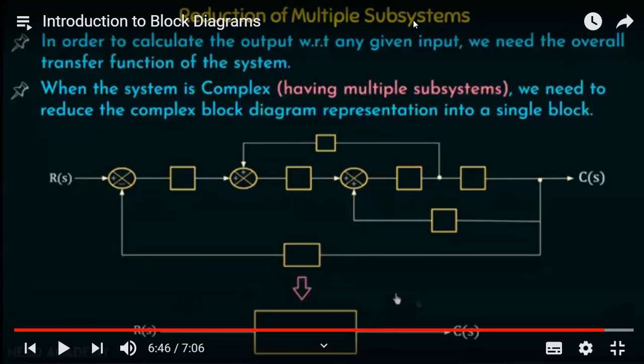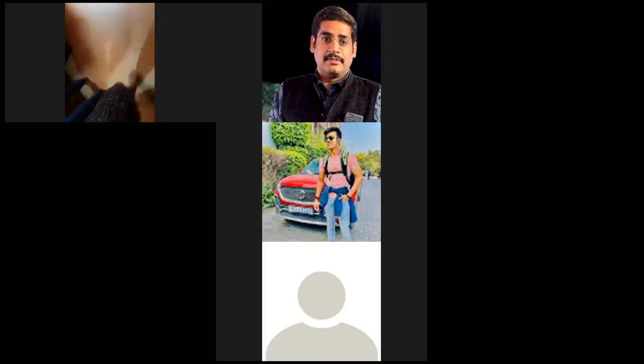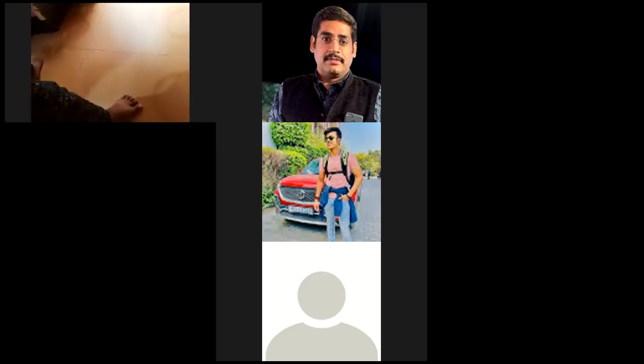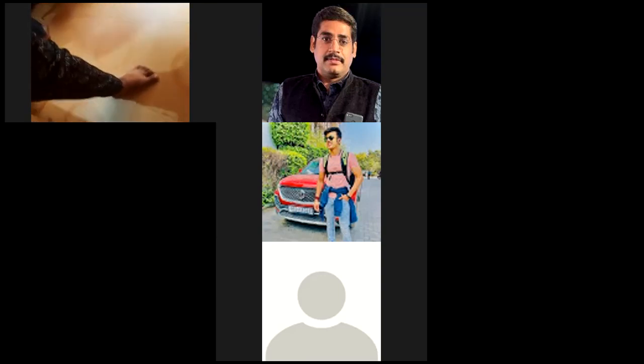So I think you just got an idea about this block diagram reduction, how you can apply this block diagram reduction. And in my next lecture, we are discussing about this block diagram reduction, how it can be practically implemented.